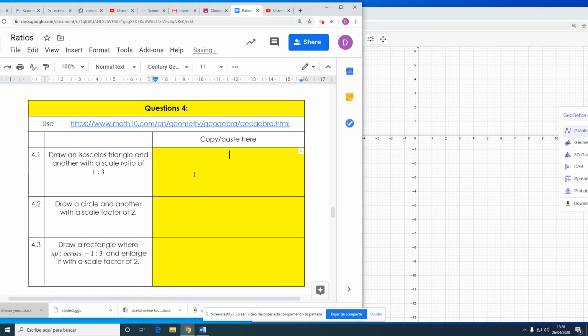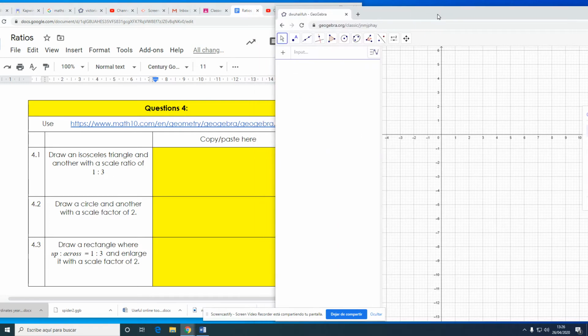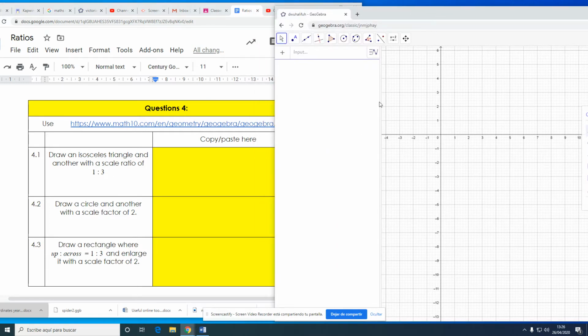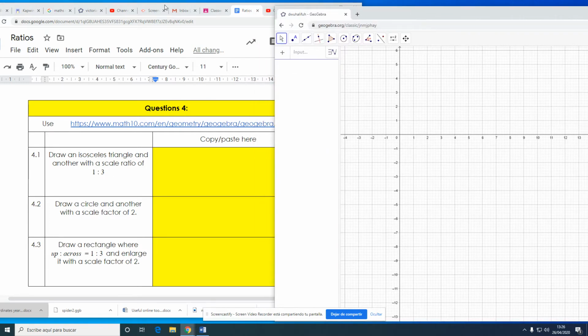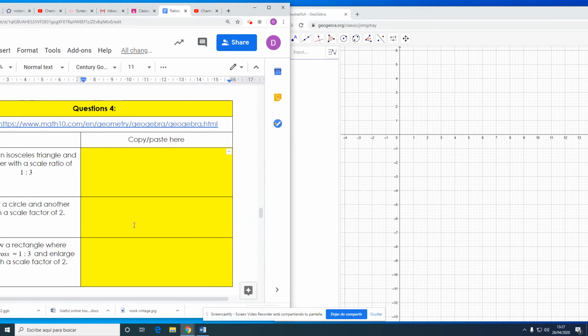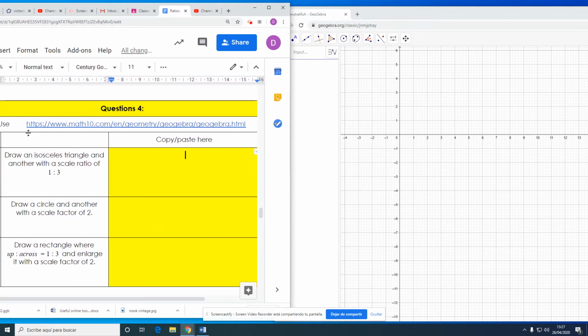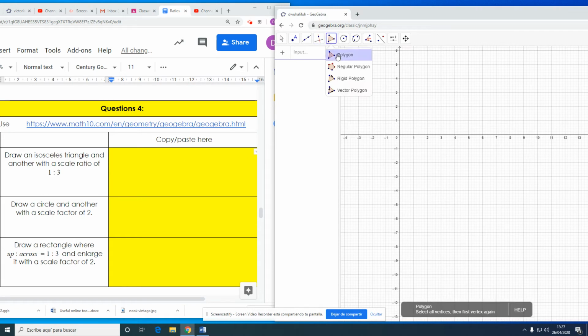Okay, this is where GeoGebra comes in. So open up GeoGebra and see if you can follow me on this one. We have to draw two triangles, an isosceles and then another one bigger, 3 times bigger. Okay, let's do it. We can go to polygon.